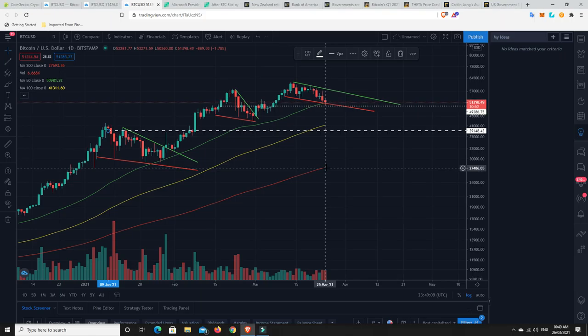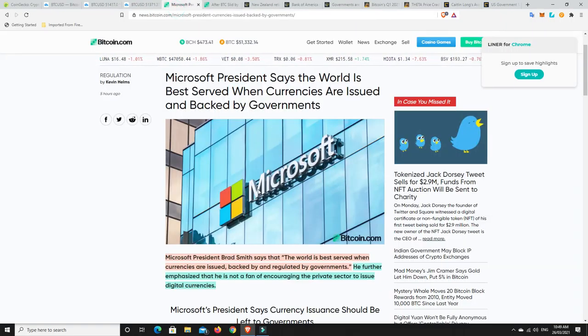And again, we'll get into some of the stories. All right. So first story, we'll start off with some kind of crap and FUD, really. I mean, it's not so much FUD, but it's just a bit of crap. So Microsoft president says the world is best served when currencies are issued and backed by governments. Part of that, yes, I agree with, but a whole lot of it, no, I don't agree with. Look at so many places around the world where their money is backed by governments, and that's basically everywhere.